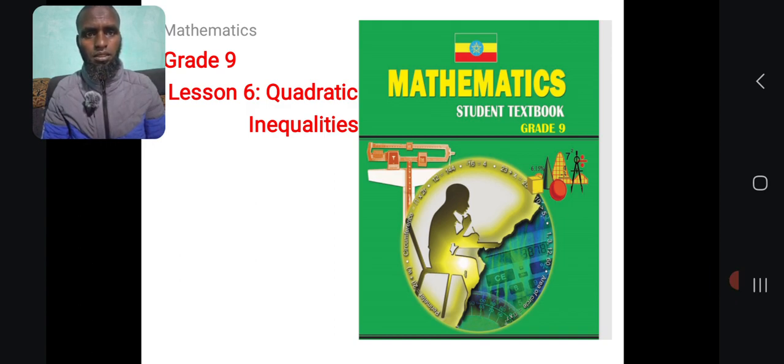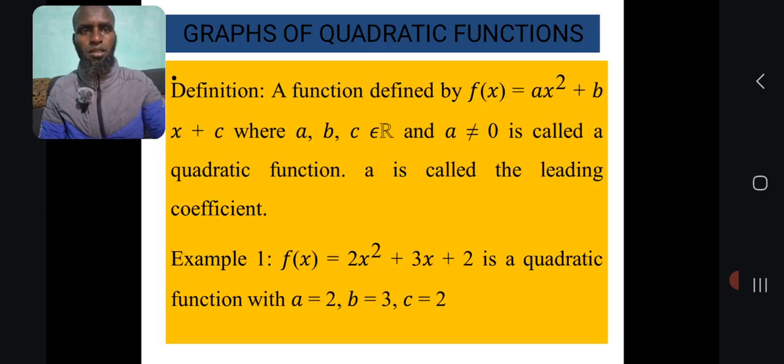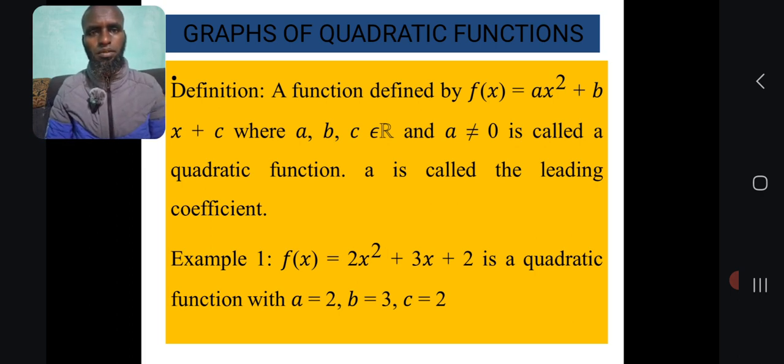This is our sixth lesson on quadratics. Our topic today is graphs of quadratic functions. To draw the graph of a quadratic function, a function defined by f of x equals ax squared plus bx plus c, where a, b, c are elements of real numbers and a is different from 0, is called a quadratic function. a is called the leading coefficient.